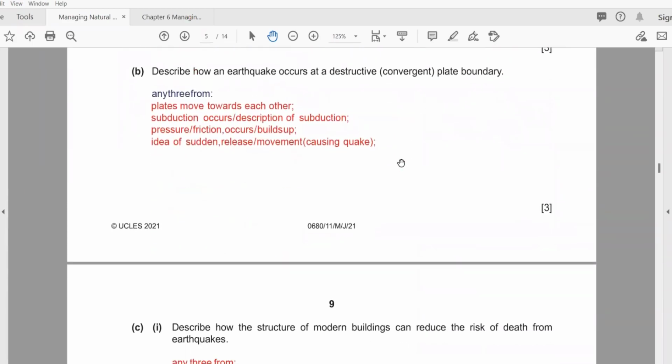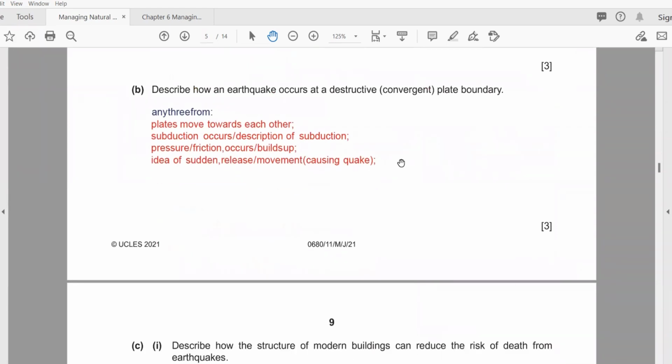Yes. Okay. They're saying describe how the structure of modern buildings can reduce the risk of death from an earthquake. So how should the structure be, how can it reduce the risk, what is the importance of structure in the building? Yes, anyone?